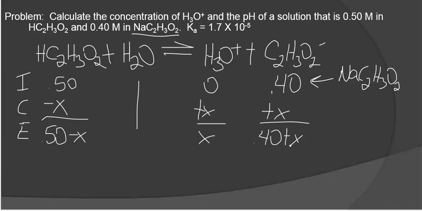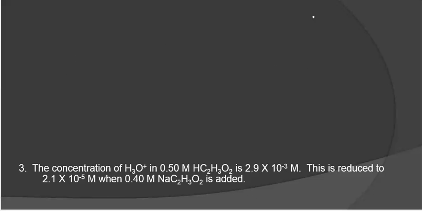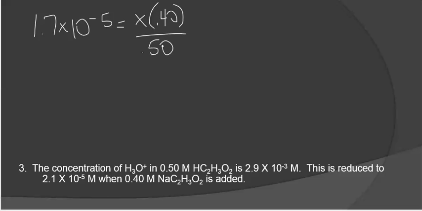And we'll set up our Ka expression. Ka is 1.7 times 10 to the negative 5. It's going to be equal to X times 0.4 plus X divided by 0.5 minus X. And just like we were doing before, we can assume X is negligible because Ka is 10 to the negative 5th or less, and we're starting with a concentration greater than 0.01. So we'll assume X is negligible, and our Ka expression will look like this. 1.7 times 10 to the negative 5 would be equal to X times 0.4 divided by 0.5. So we get rid of plus X and minus X.